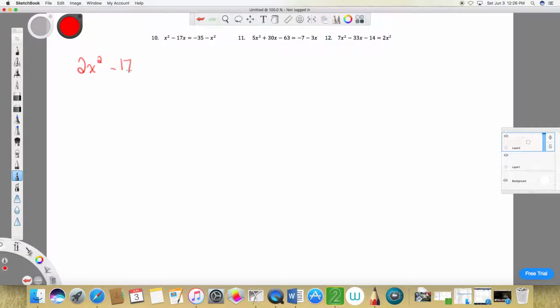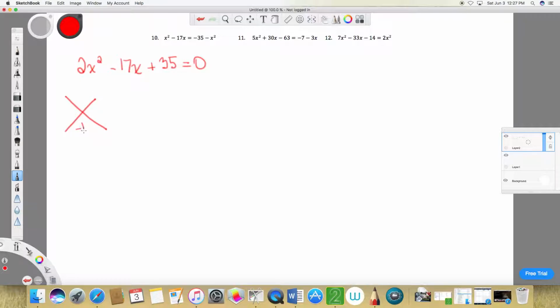Minus 17x. And I'm also going to add 35 to each side. So that equals 0. Well, here's a situation where the leading coefficient is not 1. So let's use that x method. That's a nice tool when this leading coefficient is different than 1.